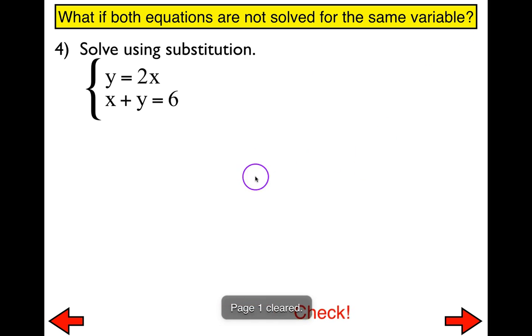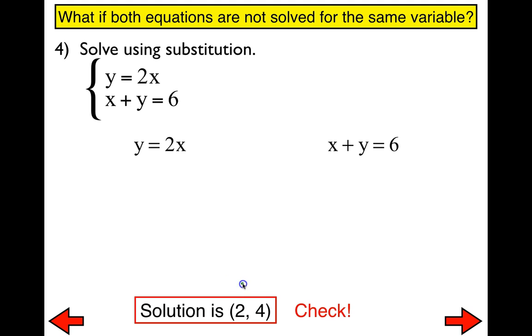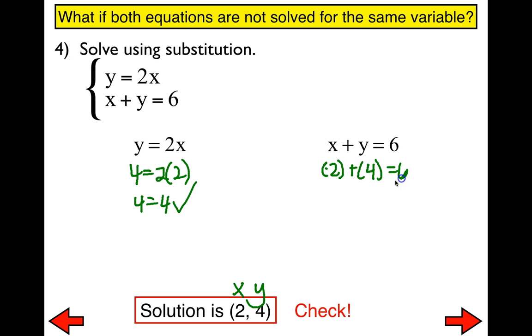So here, reminding ourselves our x's are 2's and our y's are 4. Let's see. 4 equals 2 times 2. This is completely true, so that works. Here, x is 2, y is 4. This is completely true as well, so it definitely works for both.